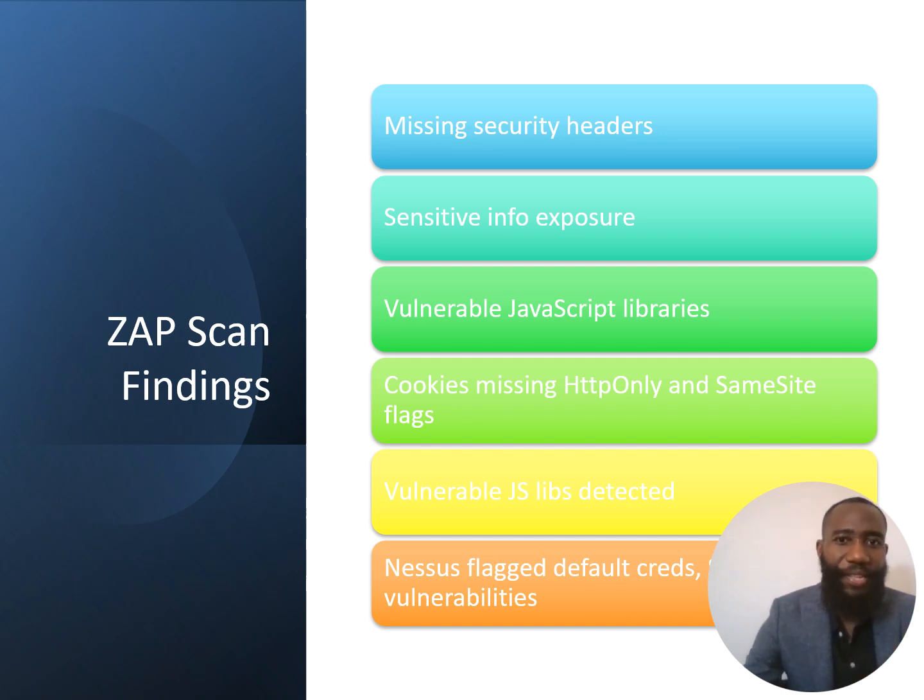ZAP flagged missing security headers like Content Security Policy and X-Frame-Options, which help protect against cross-site scripting and clickjacking. Cookies lack HttpOnly, increasing risk of session hijacking. Vulnerable JavaScript libraries were detected, which attackers can easily exploit. Nessus confirmed critical issues including default credentials and unpatched SMB vulnerabilities, which increased the attack surface significantly.